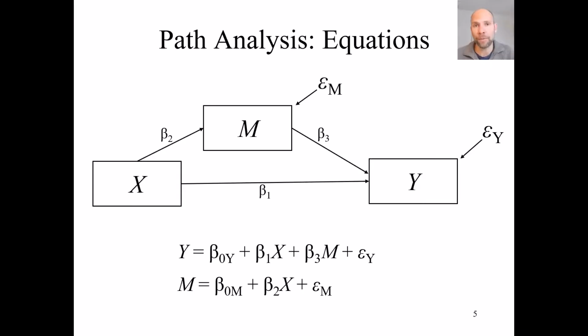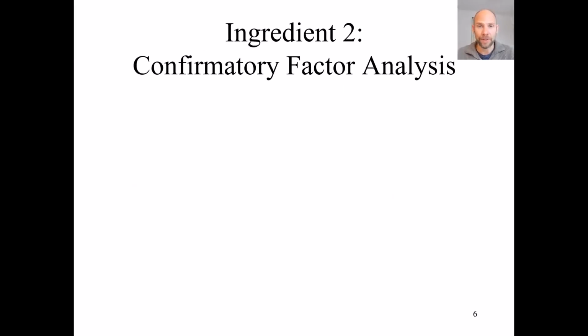There will typically be questionnaires involved, or there will be physical parameters that are measured, but that are typically not perfectly reliable. And so then as a result, the path coefficients beta 1, beta 2, and beta 3 might be biased because of measurement error. And so therefore we need a second ingredient to adjust those coefficients or get estimates of those coefficients that are not biased. And so the second ingredient for a structural equation model is confirmatory factor analysis.